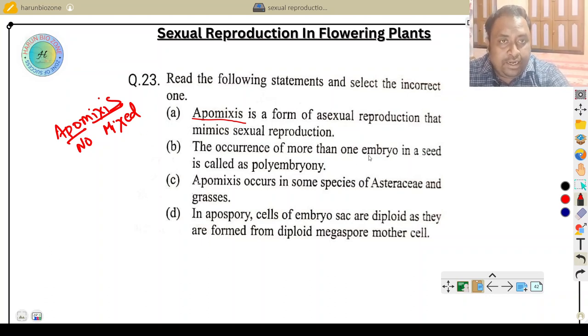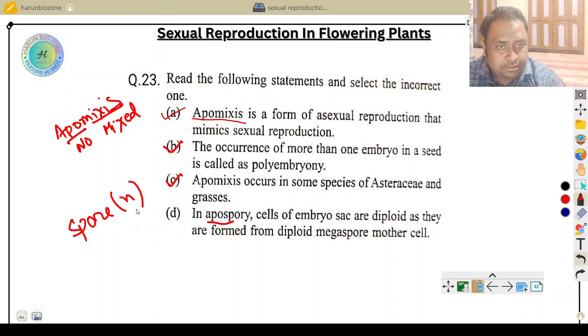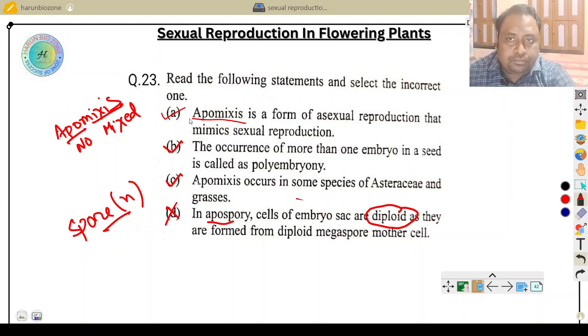The occurrence of more than one embryo in a seed is called polyembryony. Definitely in citrus plants, more than one embryo develops. Apomixis occurs in some species of Asteraceae and Brassicaceae. This is the right point. But in apospory, cells of the embryo sac are diploid, as they are formed from a diploid megaspore mother cell. The spores are haploid in nature, so cells of the embryo sac are diploid, not haploid. This is the wrong point, so it is incorrect. The right option is D, the incorrect one.